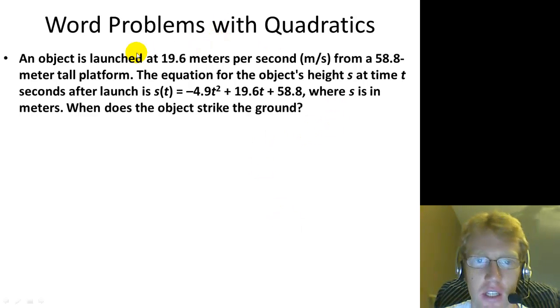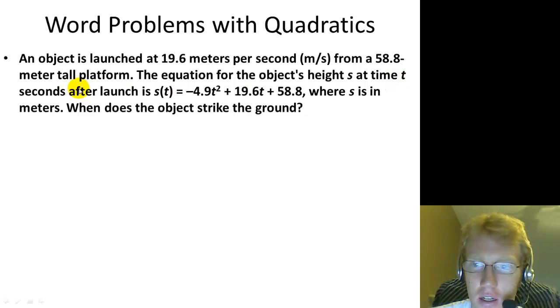So in this problem it says, an object is launched at a certain velocity from a certain height. The equation for the object's height s as a function of time t is s of t equals negative 4.9 t squared plus 19.6 t plus 58.8. So this s of t right here is the height, and t is the time.